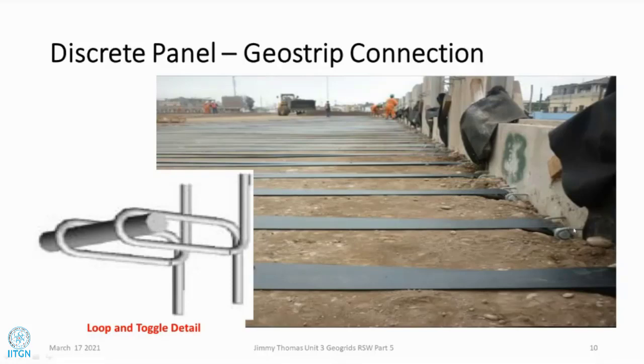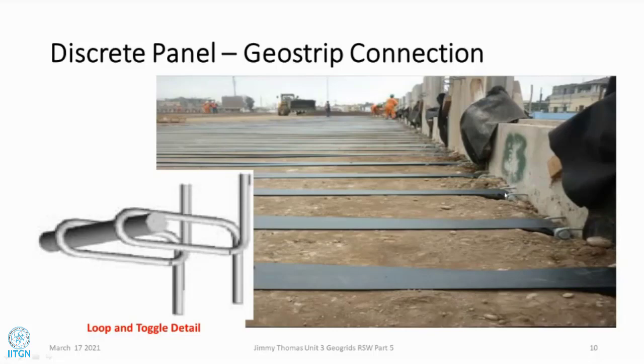So the straps come and go back like that. In the same way, the geogrid also comes and goes back the full length like that. So a similar type of connection is used for geogrids also. Here, these are called the loops, which are embedded into the concrete, and we can see this arrangement like that. Then there is a toggle bar like that.